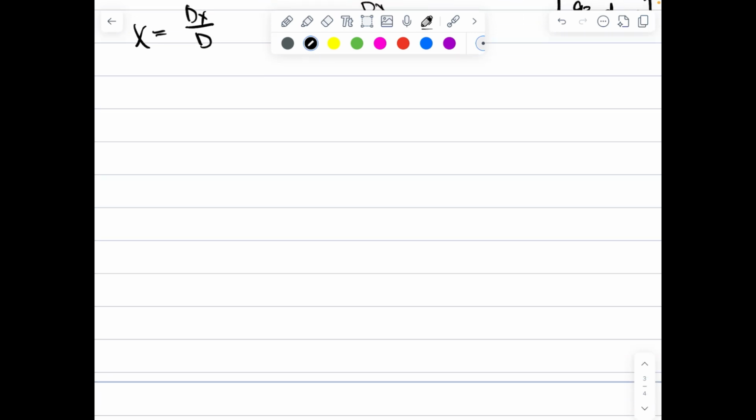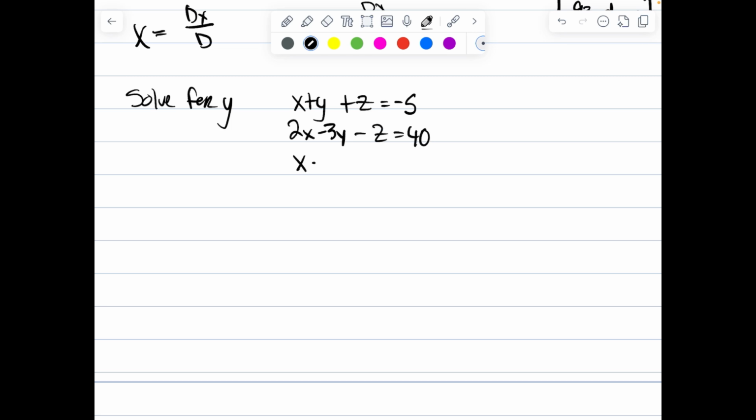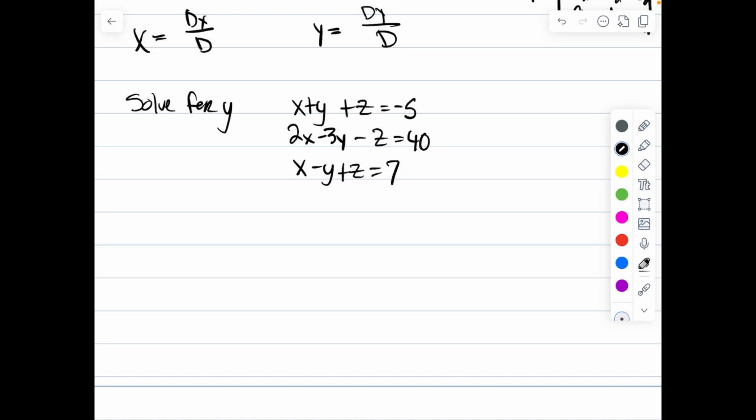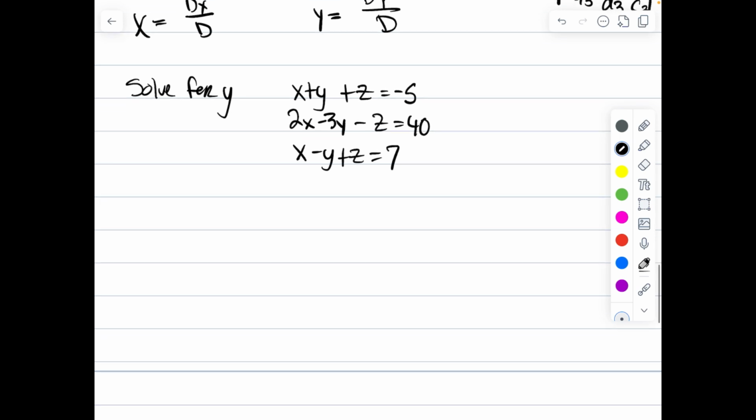This is the example we did last night, where basically it said to solve for y using Cramer's rule. And we were given x plus y plus z equals negative 5, 2x minus 3y minus z equals 40, and x minus y plus z equals 7. All right, so we're looking at this example here where we were to solve for y.